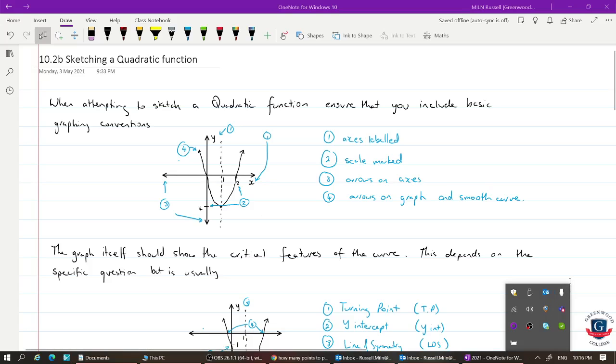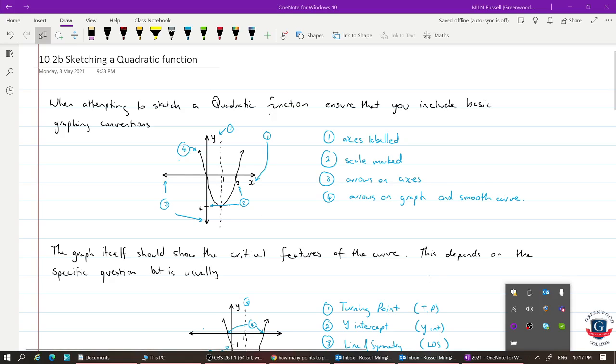Hi everyone, here's a hopefully quick little video on how to sketch a quadratic function and how to try and get the easy marks that are related to a quadratic function. So the first thing I would say when sketching a quadratic function is to ensure that you include the basic graphing conventions. If you miss one of them, you're sure to lose a mark, so let's go through them.